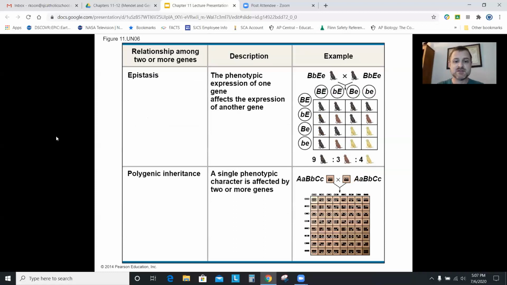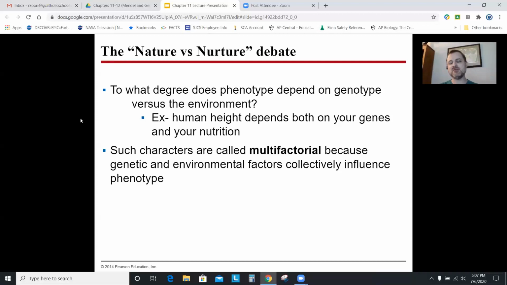The whole nature versus nurture debate, you can debate this for hours. Let's just go through a trait, like human height. Is human height nature or is it nurture? Well, the answer with most things is it's both. There are genes that will influence how tall you grow. I do not have the genes to be 6 foot tall. I just don't have those genes.